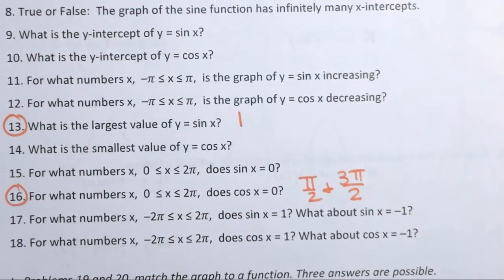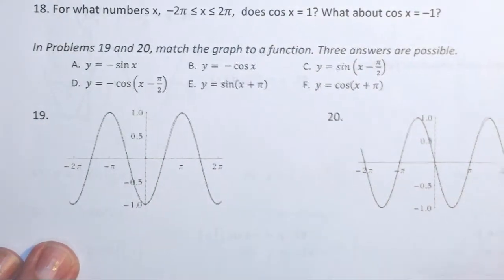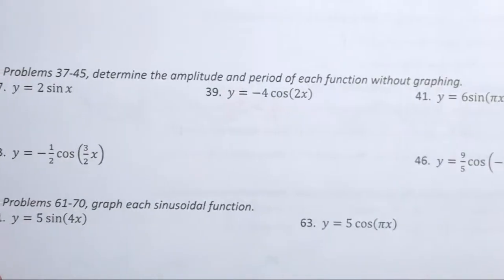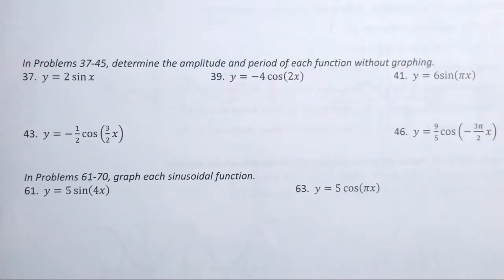So that's how you do section 3 through 18. We'll come back to 19 and 20 if we have time at the end. Turn page. Let's go look at 37 through 46. On 37 through 46, these are the ones I told you last night you could go do if you wanted to go ahead and start doing some of it.